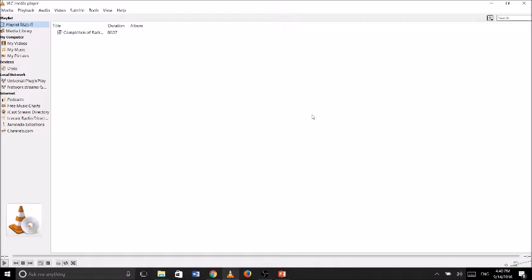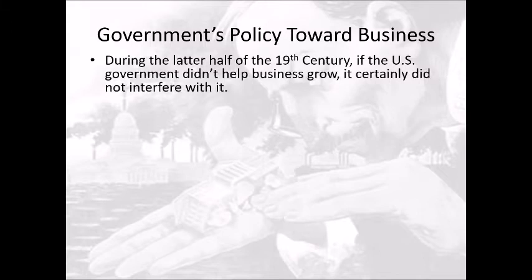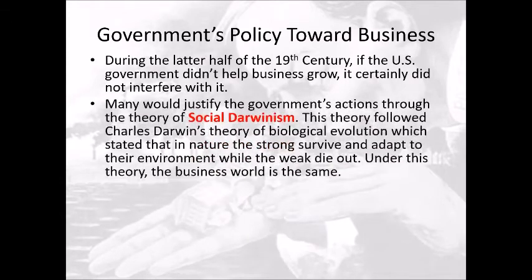Okay, so that's a little background on the completion of the Transcontinental Railroad. Again, a very great achievement with both positive and negative consequences for people in the United States. Now we're going to look at government's policy toward business. And we have to understand that during the latter half of the 19th century, if the U.S. government didn't help business grow, it certainly did not interfere with it.